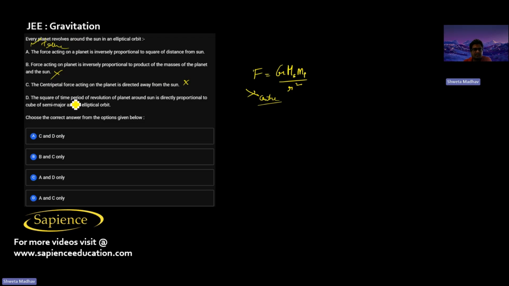Then, the square of the time period of revolution of the planet around the sun is directly proportional to the cube of the semi-major axis of the elliptic orbit. We know that T square is proportional to r cube, which is Kepler's law of periods. So hence it is also true. So only A and D are true and B and C are false. So choose the correct answer. It will be A and D. Option C is the correct answer.